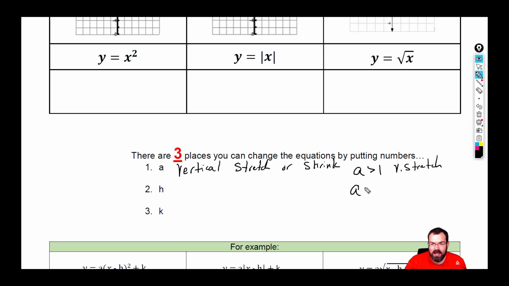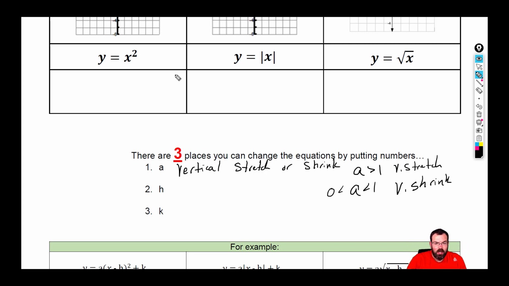If a is less than 1 but bigger than 0, so like 1/2 or 1/3 or 1/4 or 2/5 or, you know, 2/9, whatever like that. It's a fraction that's bigger than 0 but less than 1. We have what we call a vertical shrink. What that does is if I have my general form here for absolute value, if the a is small or a fraction, the graph is going to be flatter. Just think of it: if I sat on a function, I'm shrinking the function, making it flatter. That's what a vertical shrink does. It makes the function flatter.